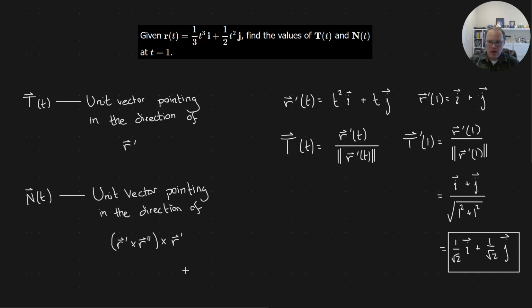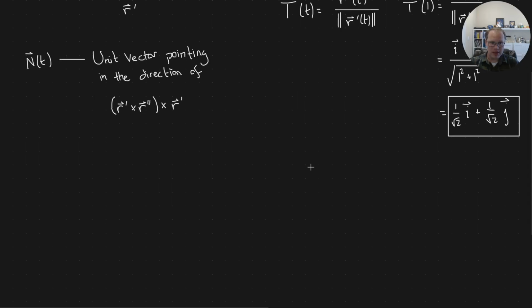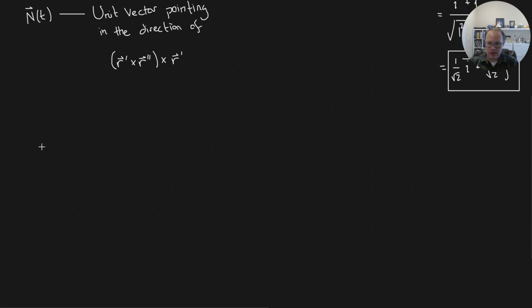Now let's get to the second part. Here we're going to need r prime and r double prime. We already have r prime here. Let me copy it down here so we can reference it. R prime of t was t squared i plus t j. For this formula, I'm also going to need the second derivative, so let's find the second derivative. This is also an easy derivative to find.